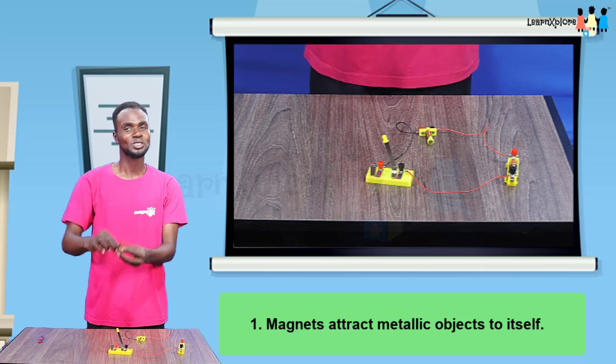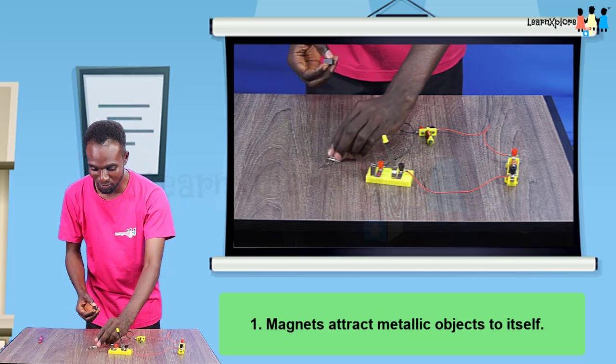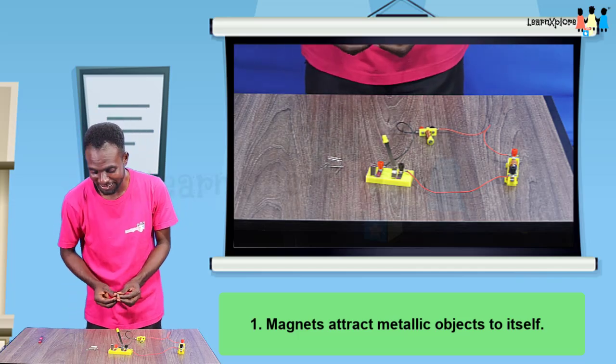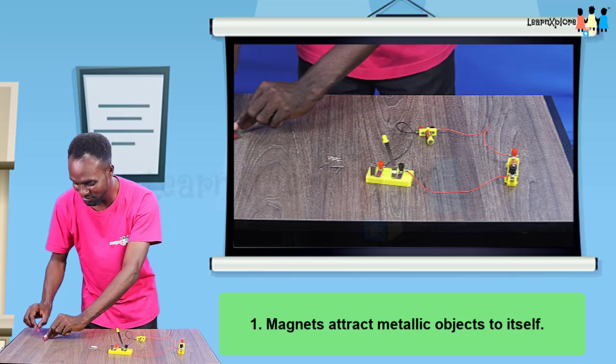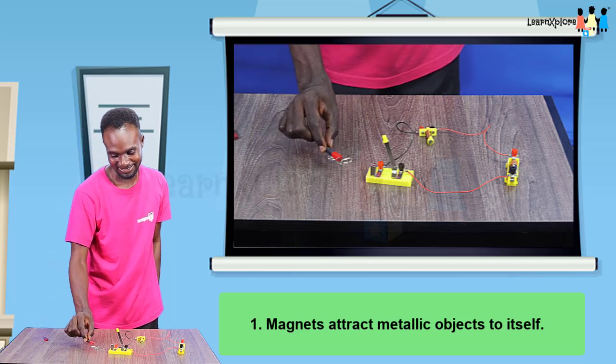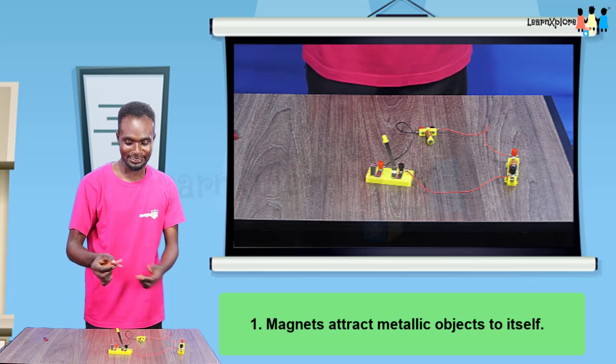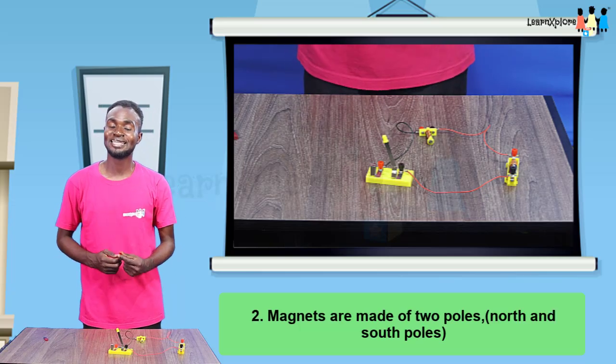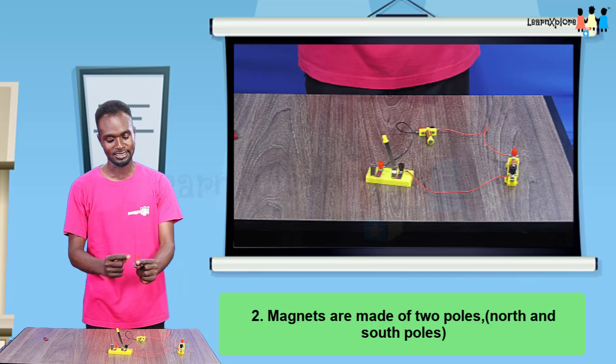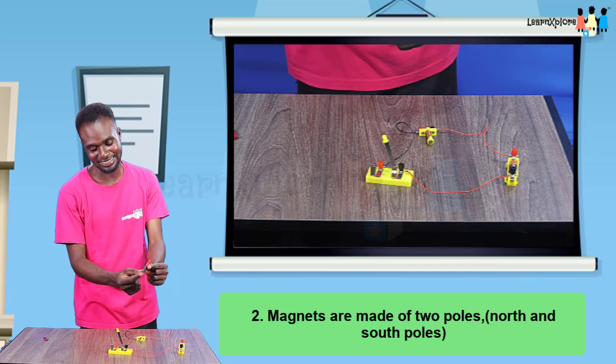Now, the first property of magnets I'd like us to look at is that a magnet attracts objects to itself, like this. So if you have these paper clips on the table and you want to pick all of them quickly, you just move a magnet over it like this. Next, all magnets have two poles, the North Pole and the South Pole.